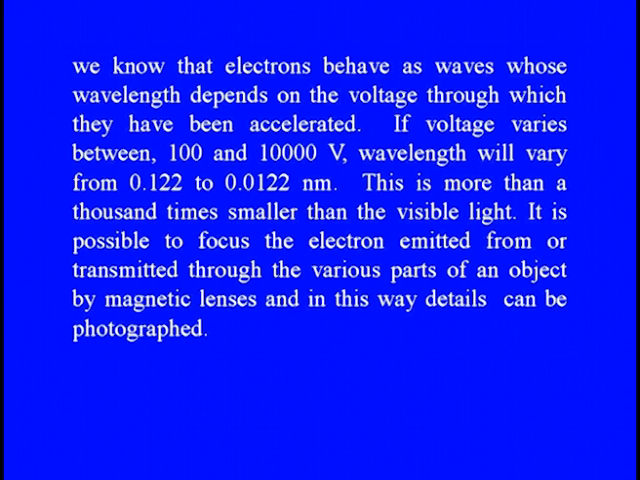It is possible to focus the electron emitted from or transmitted through the various parts of an object by magnetic lenses, and in this way details can be photographed. And in case of electron microscope, since the wavelength of electron beam is much smaller than the visible light, so we expect very high value of resolving power for electron microscope.